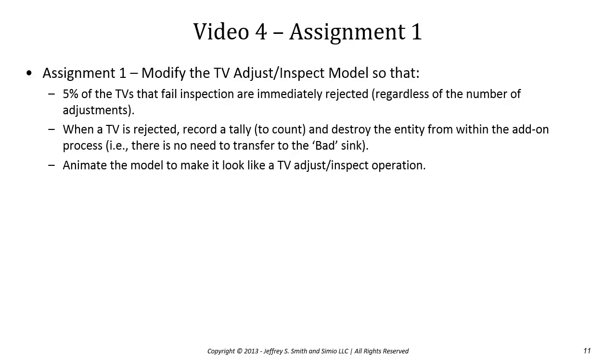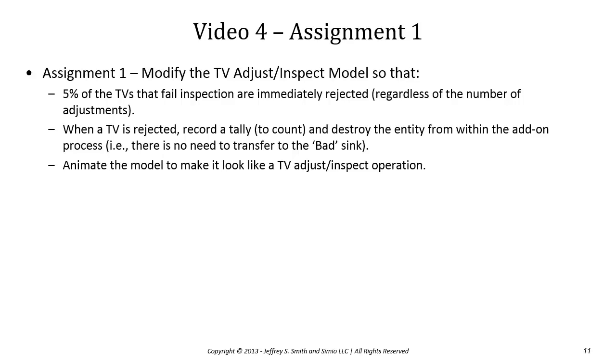For this module, there are two assignments. The first one involves modifying the TV adjust inspect model that we did in video 1. What I want you to do is add the logic so that 5% of the TVs that fail inspection are immediately rejected. So the model that we did initially, a TV had to be adjusted more than 3 times in order to be rejected. This time we want to model the situation where some proportion, 5% in this case, have a serious defect and can't be adjusted, so we want the immediate rejection.